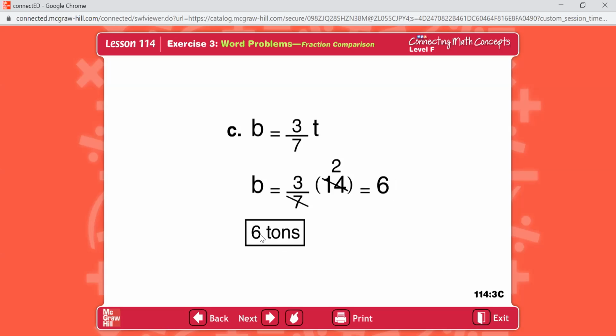Problem D. Blue Lake has 480 fish. Blue Lake has 1/5 as many fish as Cloud Lake. How many fish are in Cloud Lake? The equation you should start with is B equals 1/5 C. Pause the video now to work the problem.